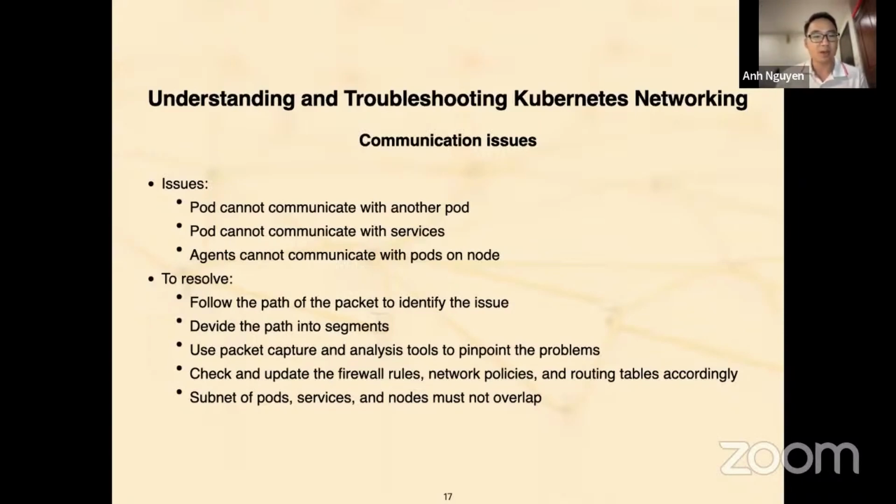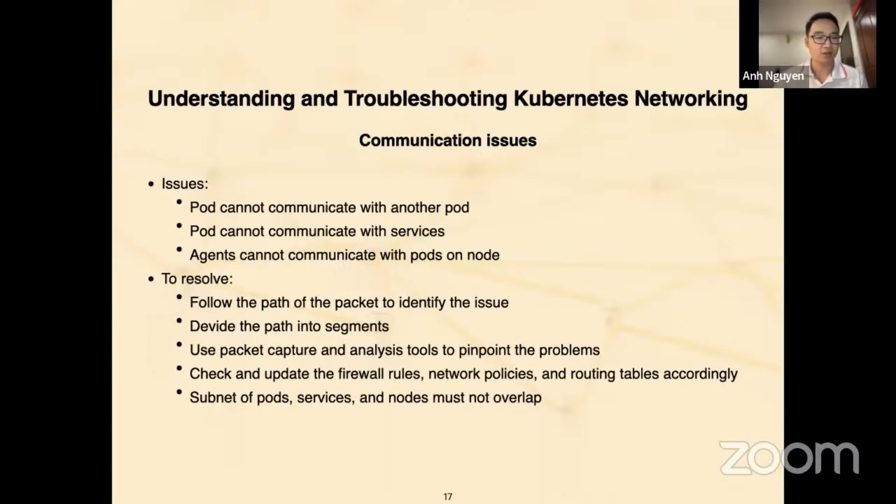Pod may not be able to communicate with services due to errors in DNS resolution, load balancing, or connection issues. To resolve these issues, first we need to use DNS analysis tools to check DNS resolution. Then, based on the result, use packet capture to identify and resolve the error. An important note: the subnet of the pod, the service, and the nodes in the cluster must not overlap with each other to avoid routing issues.